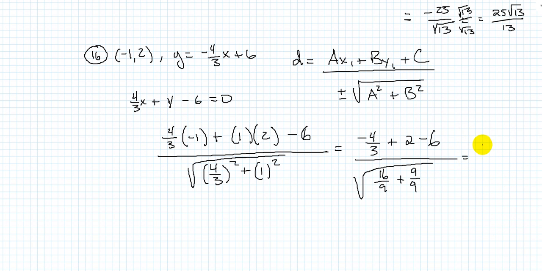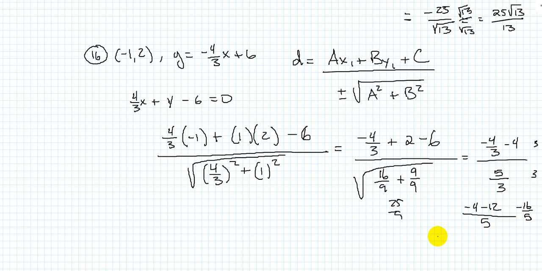On top, we would have -4/3 minus 4. On the bottom, we have square root of 25 over 9. So we have 5/3. And again, if I multiply top and bottom by 3, I could clear my fractions. I get -4 minus 12 all over 5. So that would be -16 over 5. Now that negative has to do with what we're looking for, so we drop it because distance is always positive.